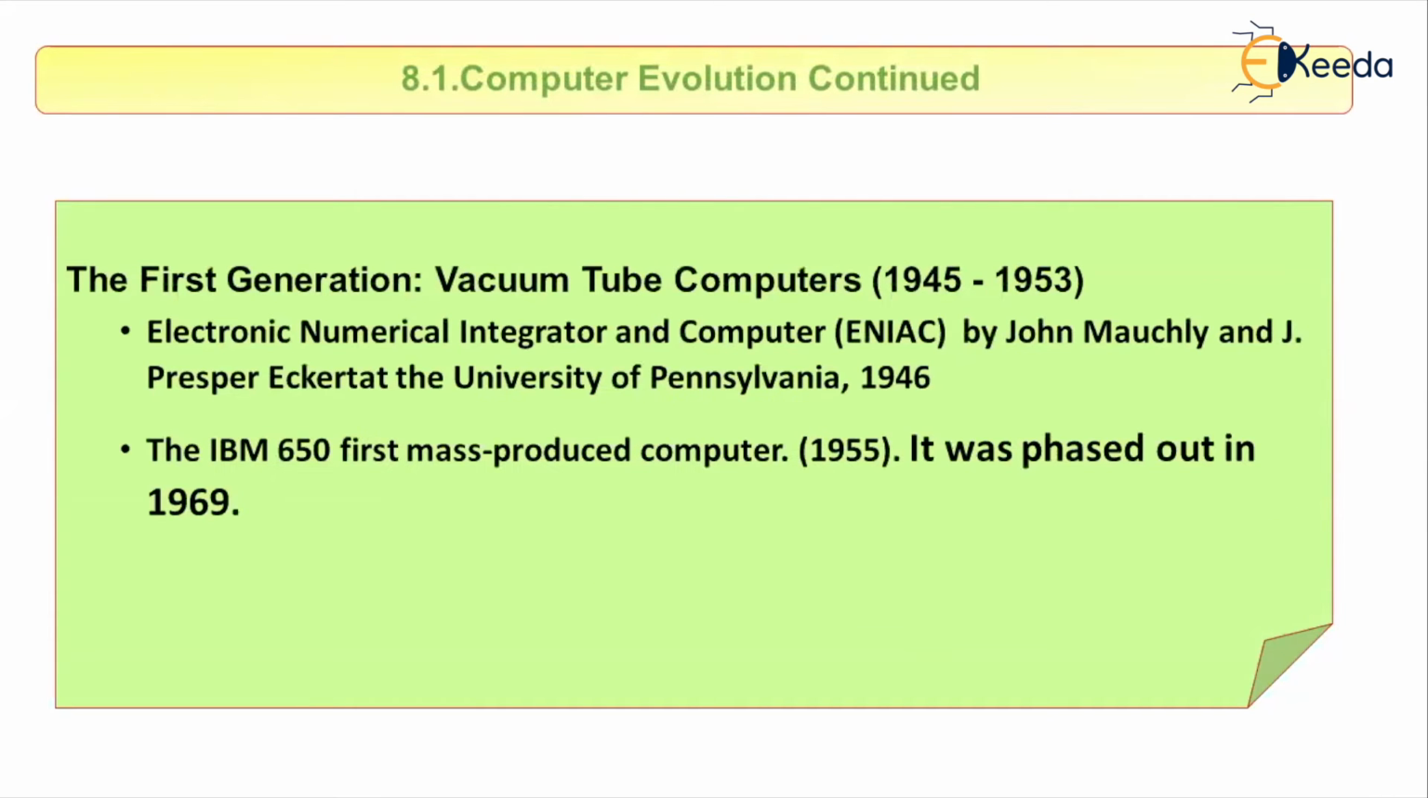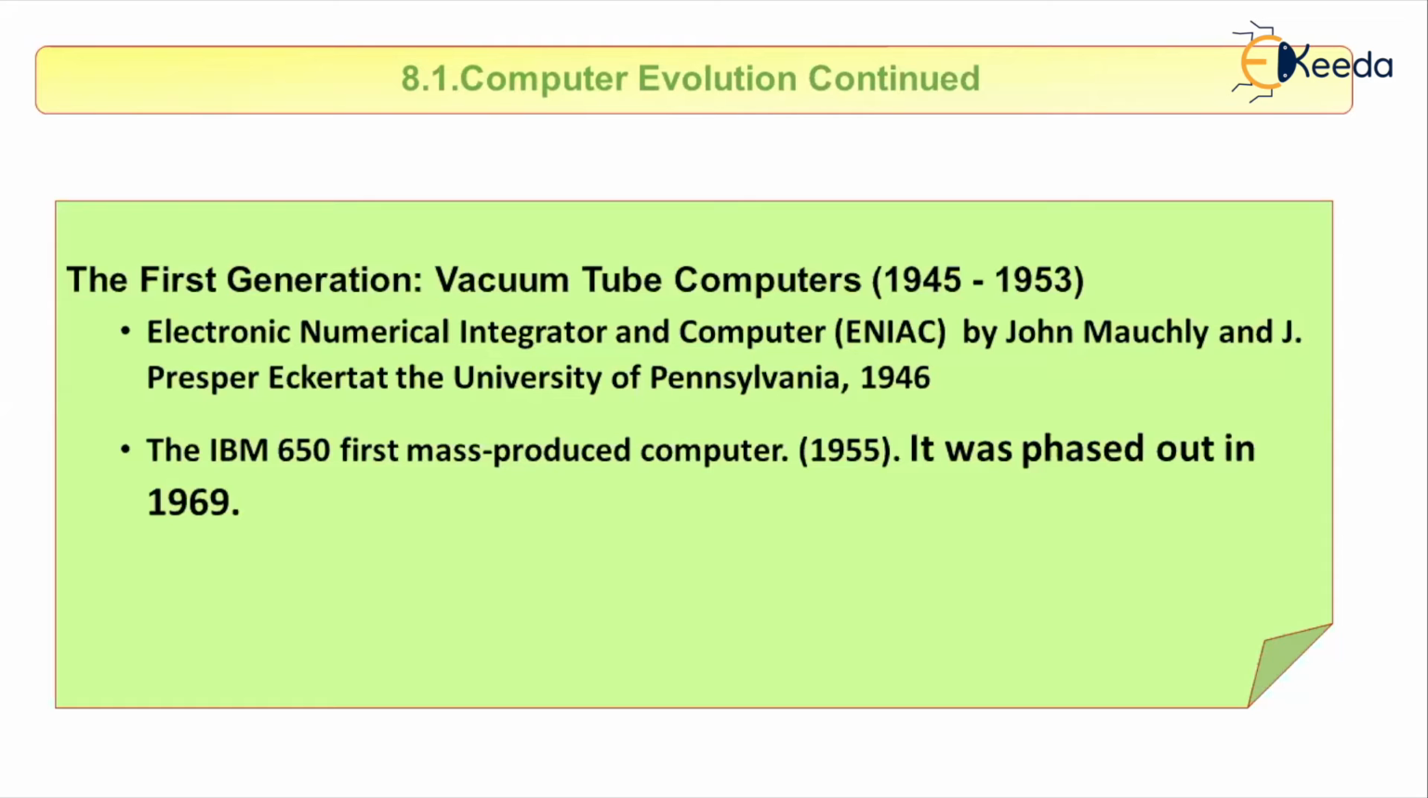Then came the first generation of computers. Now, we have gone through generation zero. Now we are moving towards the first generation, which is called vacuum tube computers. This generation of computers was from 1945 to 1953. It was called ENIAC.